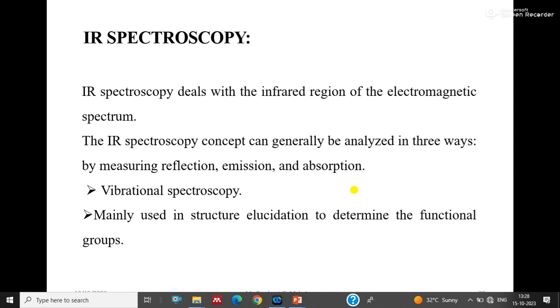So IR spectroscopy deals with the infrared region of the electromagnetic radiation. It can be analyzed in three ways. First, by measuring reflection. Second, by measuring emission. And third, by absorption. IR spectroscopy is also called vibrational spectroscopy. It is mainly used in structure elucidation to determine the functional group. So in case of IR spectroscopy, we are going to get functional groups.